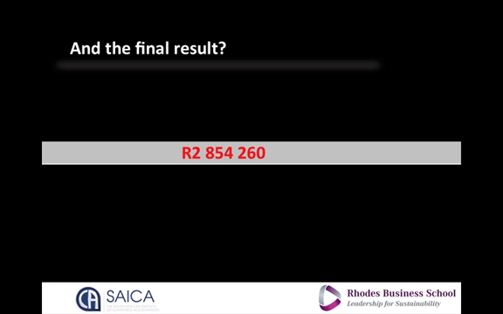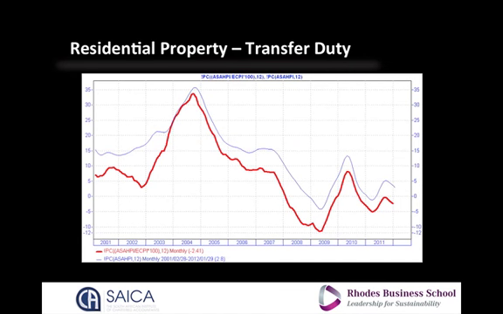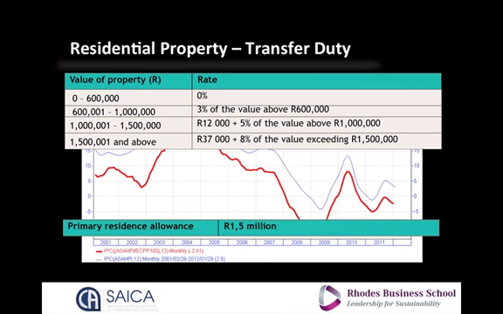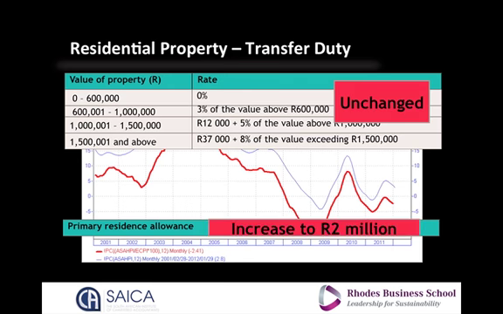That's absolutely staggering. On residential property, well, the residential property market has still not recovered, and transfer duty receipts have declined to about 60% of what they were in 2007. Last year we saw a substantial reduction in transfer duties in an attempt to stimulate the market. This has remained unchanged this year, and the primary residence allowance has received a little adjustment. So transfer duty unchanged, primary residence allowance increased to 2 million Rand per household. And with the CGT increase, that is most welcome.